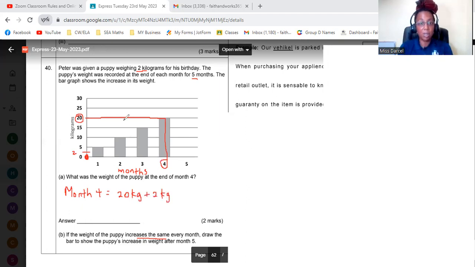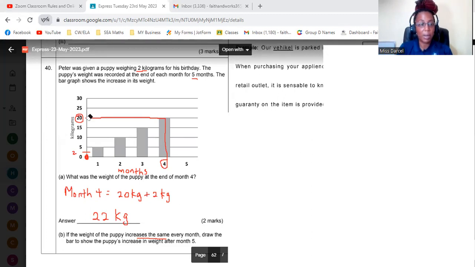Because he started at, you're not born at 0 kilograms, right? He was born and he grew until 2 kilograms. Then Peter got him, right? And then 4 months after Peter got him, he grew 20 more kilograms. So we have to add them together. So that will give us a total of 22 kilograms.